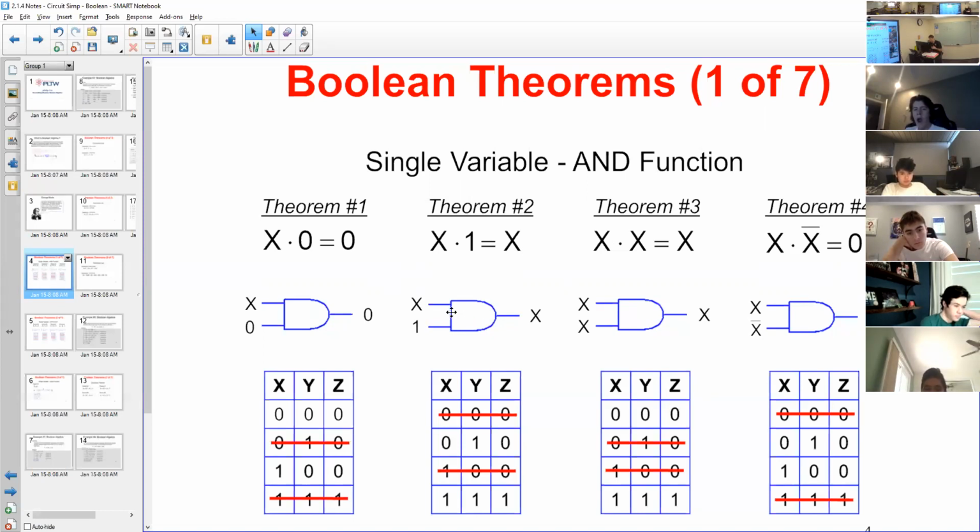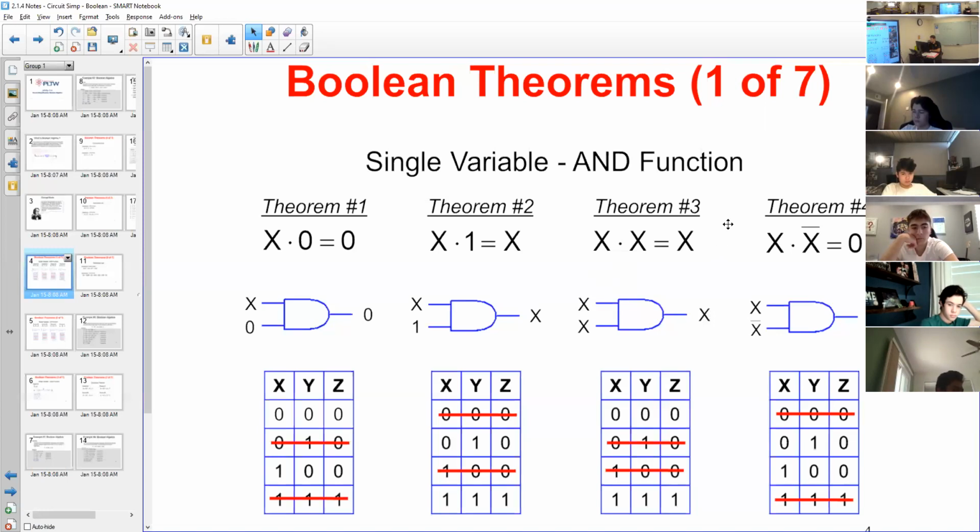So you could think through the logic of why these theorems work, but you don't want to take the time to think through the logic of why they work when you're trying to simplify a circuit. You want to just use them mathematically. So I'm trying to help you understand why they work, but then we'll do the application of seeing how you apply it. Theorem 3 says if you have two inputs that are identical, the output will be whatever that is. So if you have x times x, you can simplify that to just a single x.